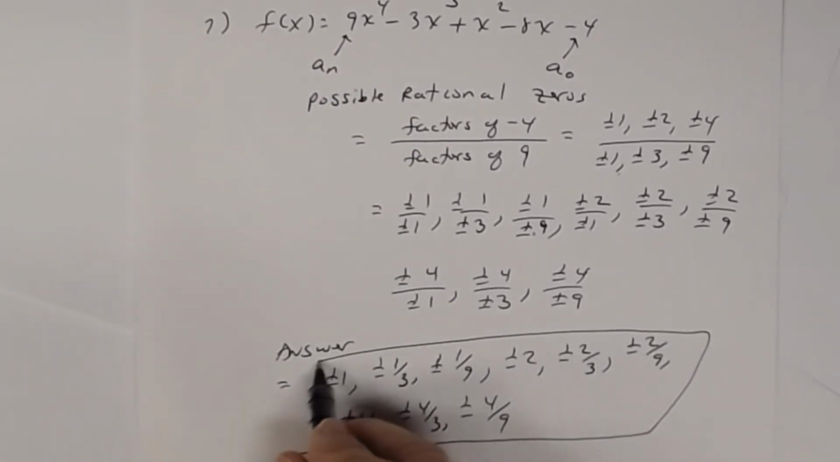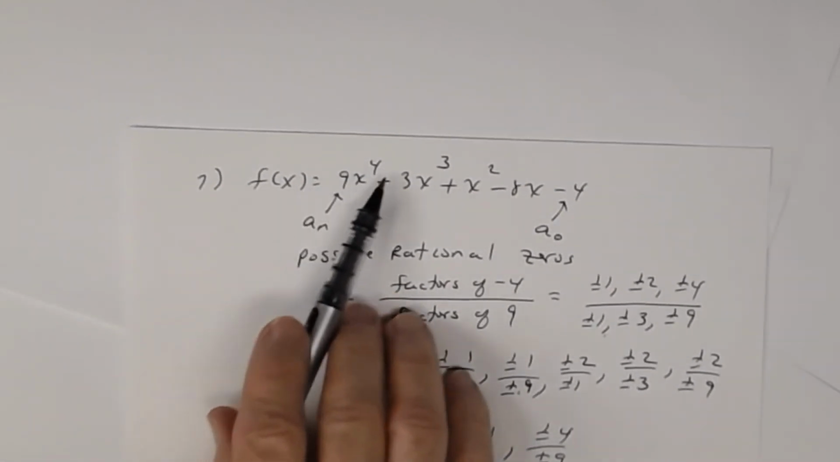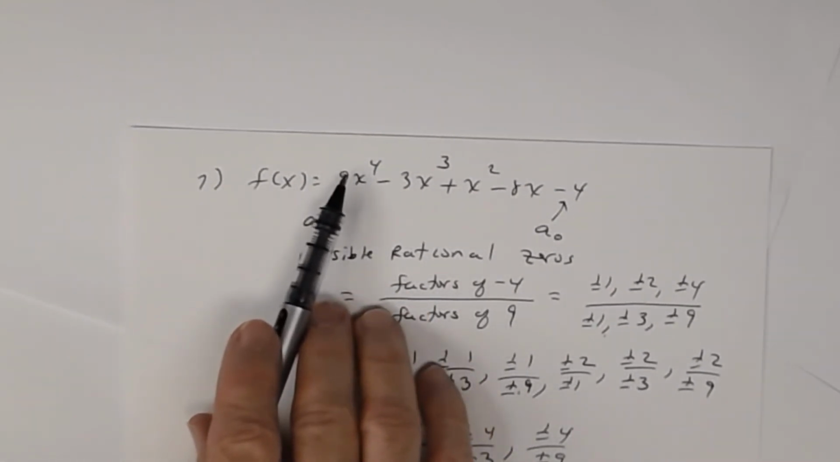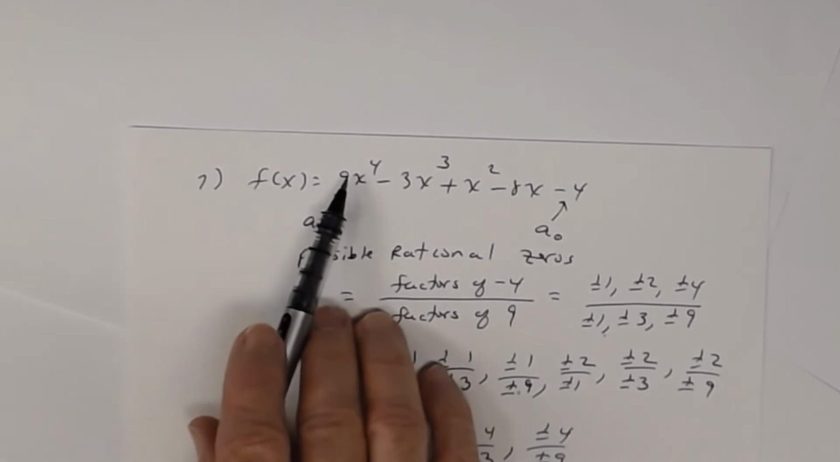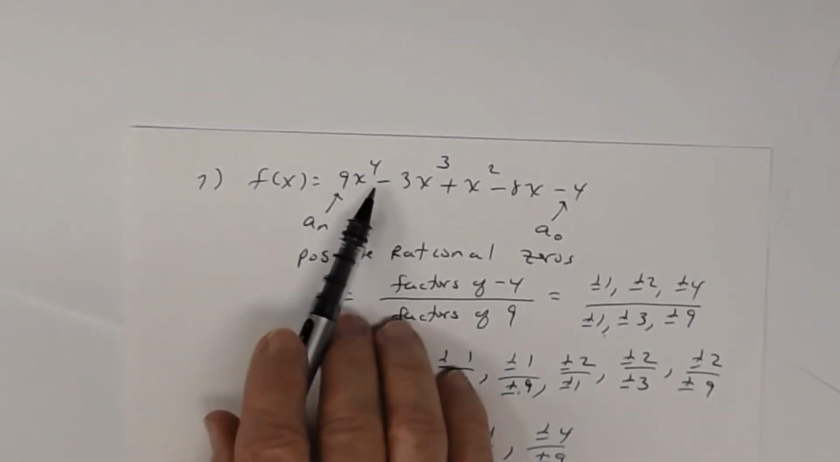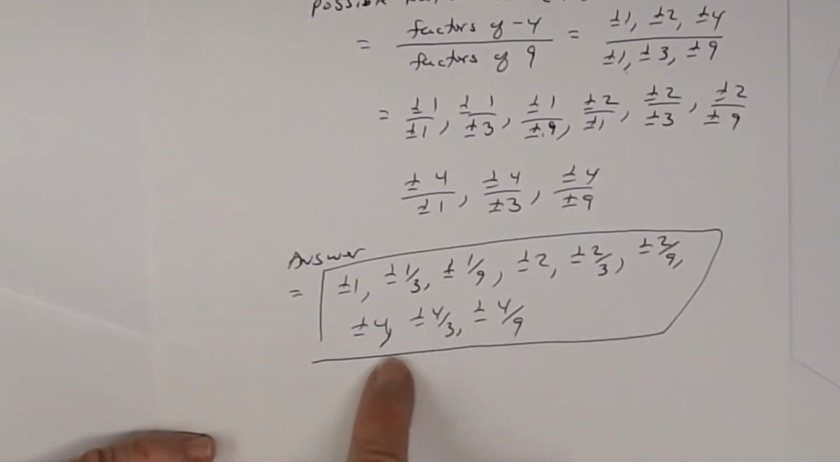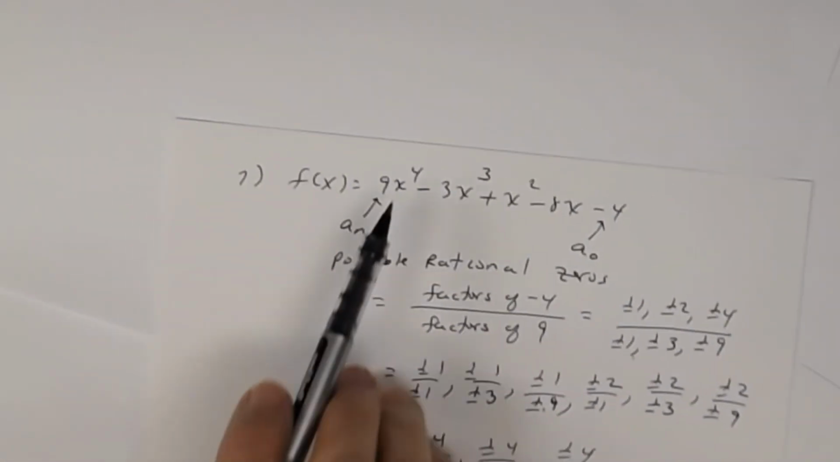So remember, we have at most 4 real zeros. Some of those may be rational, some of those may be irrational. But if there are any rational ones, it will be one of these listed. Okay? I can have at most 4 though.